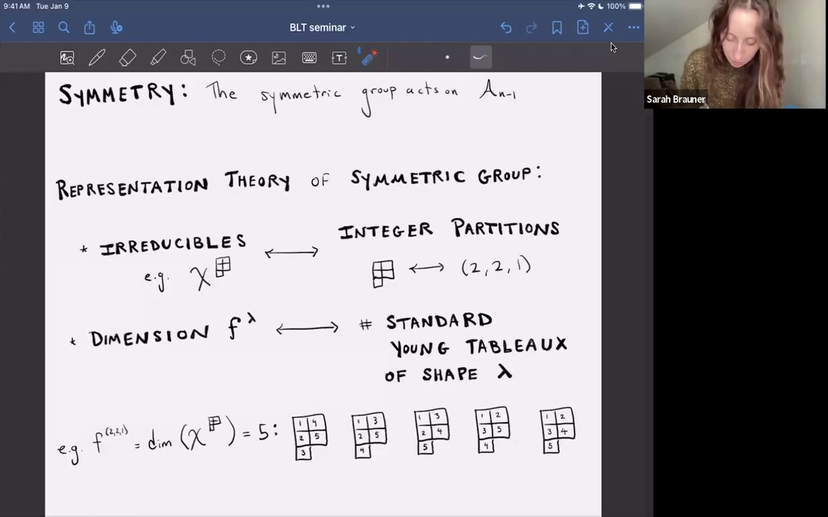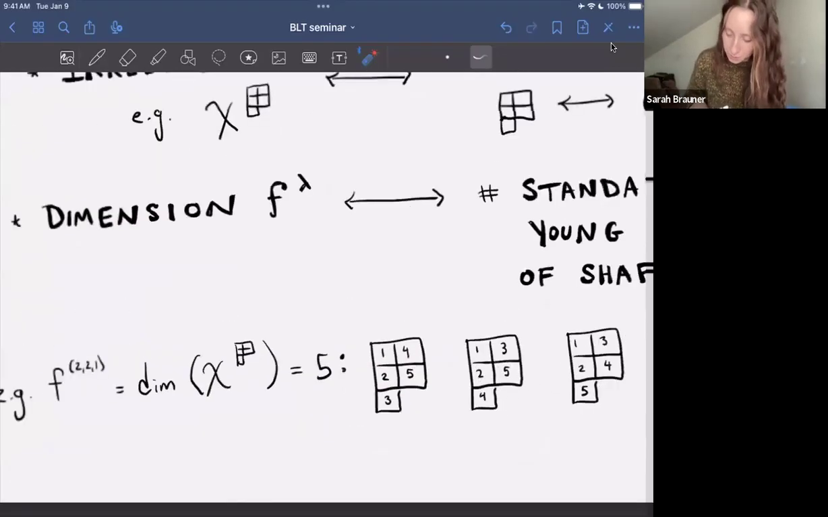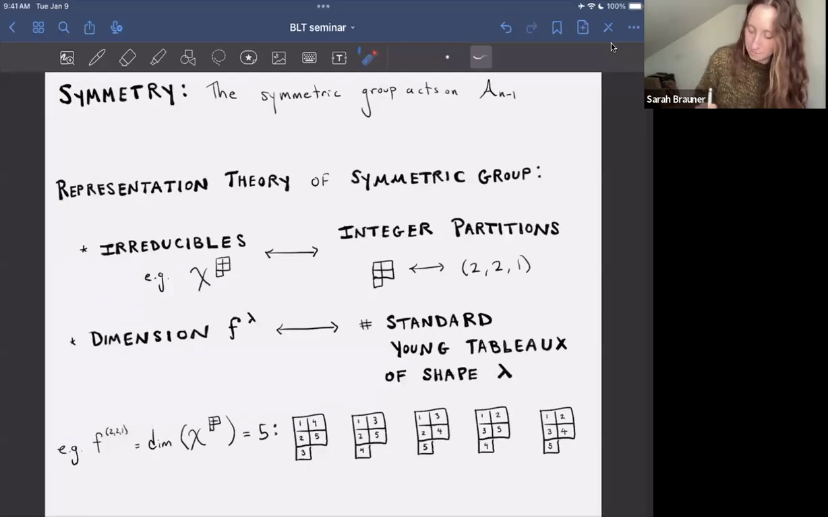And the dimension of these irreducibles is given by the number of standard Young tableaux of shape lambda. So I'll show you this by example. Let's say my partition is 2, 2, 1. I claim this representation is 5-dimensional because this corresponds to the 5 fillings of this diagram with the numbers 1 to 5 such that things are increasing across rows and down columns. So for example, here this is going 1, 4, 2, 5, 3. That's increasing across rows, and then 1, 2, 3, 4, 5 increasing down columns. And these are the 5 ways that I could do that.